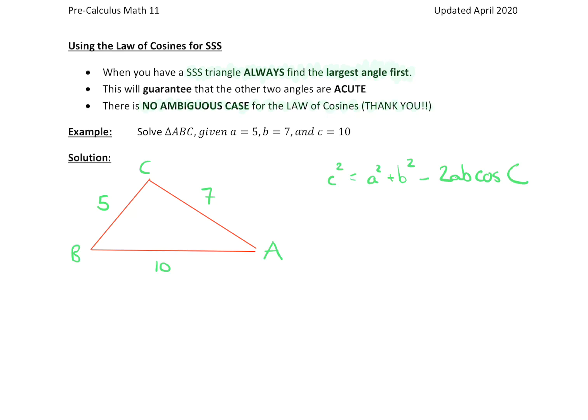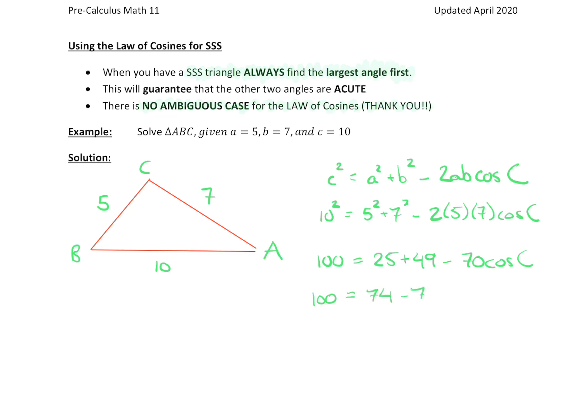So now this is simply, you can do the algebra at the beginning or you can do it at the end. Might as well do it at the end. Plug in the info you have. So 10 squared equals 5 squared plus 7 squared minus 2 times 5 times 7 cos C. So 100 equals 25 plus 49 minus 70 cos C. 100 equals 74 minus 70 cos C.